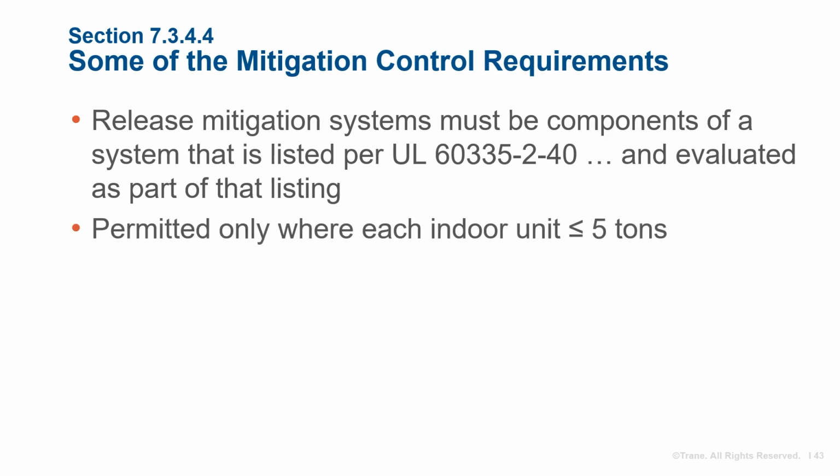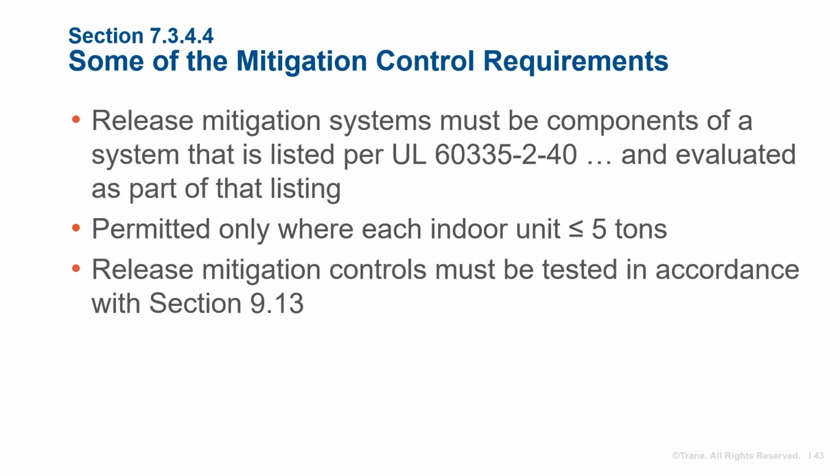Next, these controls can only be used to reduce the releasable charge in a system where each indoor unit has a cooling capacity of 5 tons or less. And the controls need to be tested before the system can be placed into operation. Now, I know that's a lot of content on the standard itself. Shortly, Chris will walk through several examples to show how these requirements and calculations apply to some common system installations. In addition, the application manual listed in the bibliography includes more details on these requirements and some other examples.